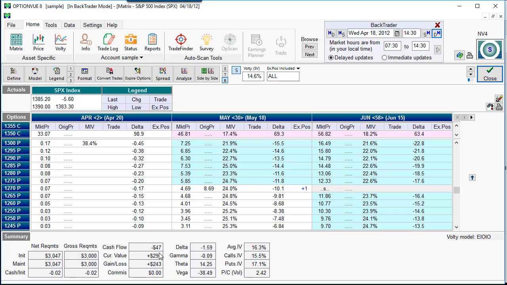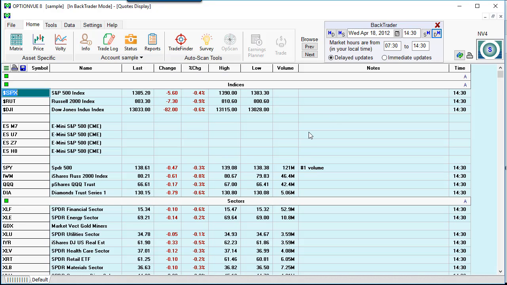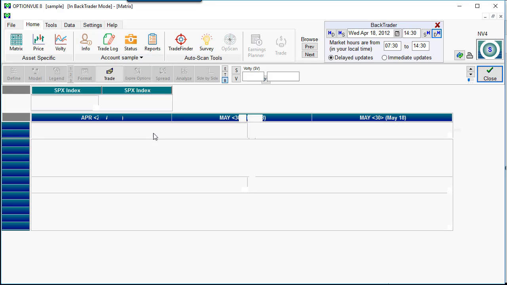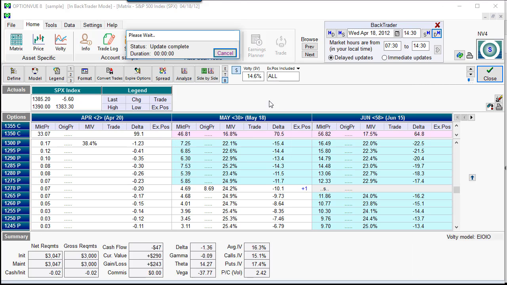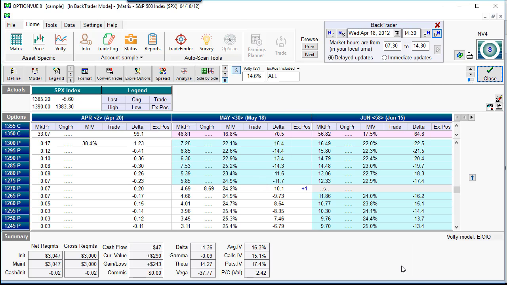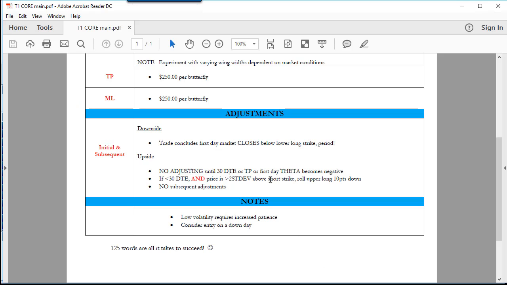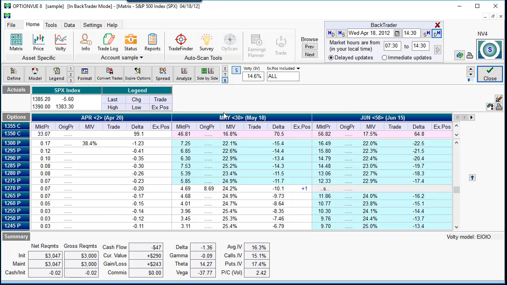If you end up paying $250 for the butterfly and you want to make $250, well, then you need to have a resting order to close it for $500, and that will offset the debit, and it will put your profit at $250 in your account automatically during the trading day. No manual intervention at all. But if the price is greater than 2 standard deviations above the short strike, roll the upper long 10 points down.